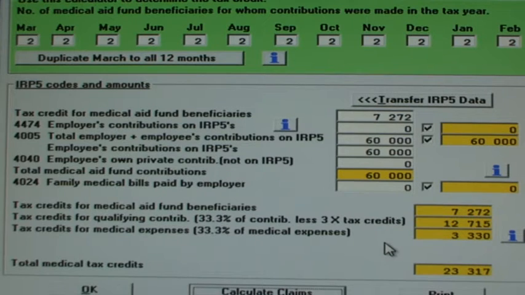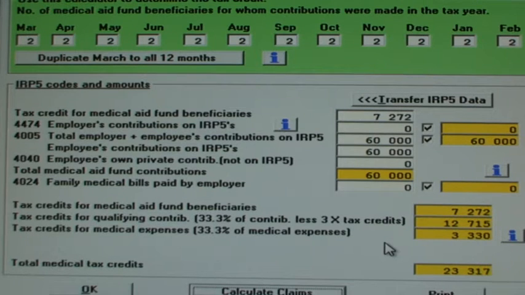I have now made the taxpayer 66 years old. The taxable income plays no part in the formulas for taxpayers 65 or older, or for taxpayers less than 65 but with a dependent who has a disability handicap. Tax credits for beneficiaries are the same at 7,272. Tax credits for allowable contributions works like this. You must subtract 3 times the beneficiary tax credits from the allowable contributions, and 33.3% of the balance is granted as a tax credit.